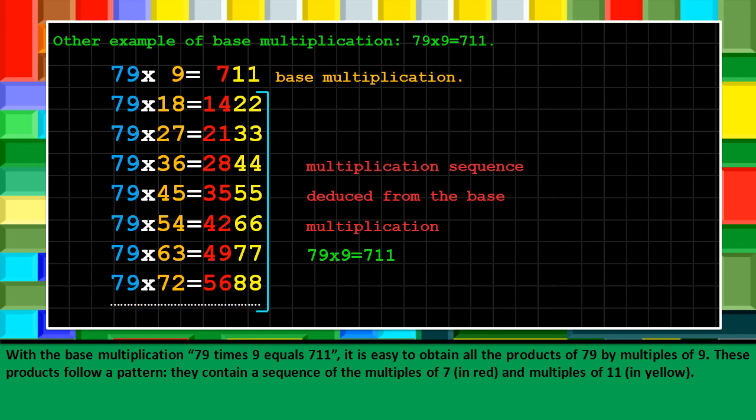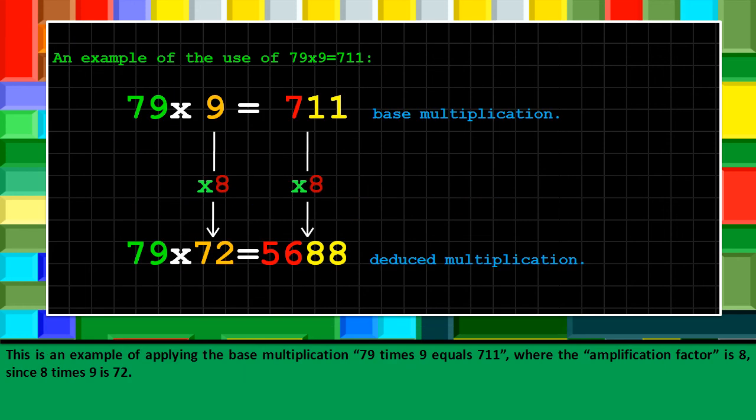With the base multiplication 79 times 9 equals 711, it's easy to obtain all the products of 79 by multiples of 9. These products follow a pattern. They contain a sequence of the multiples of 7 in red and multiples of 11 in yellow. This is an example of applying the base multiplication 79 times 9 equals 711, where the amplification factor is 8, since 8 times 9 is 72.